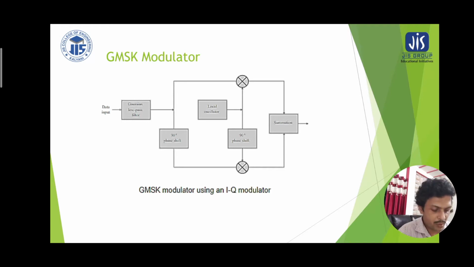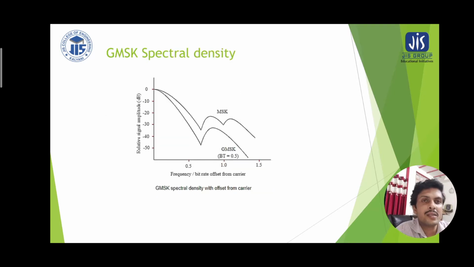That is why it is known as the in-phase and quadrature signal, and this is the spectral density of the GMSK signal. The GMSK signal has more concentrated power in the major lobe compared to the minimum shift keying signal. That is why the modulation signal is more robust compared to minimum shift keying.